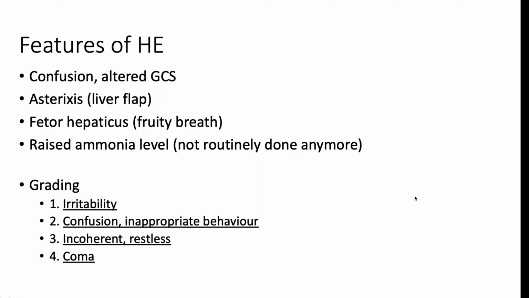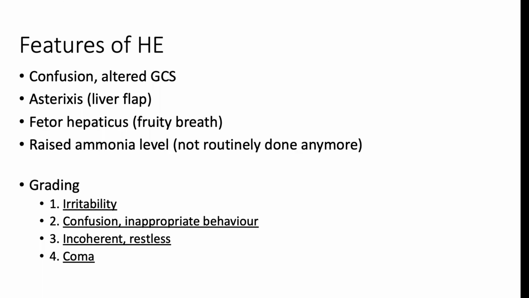So the grading of hepatic encephalopathy is from 1 to 4. Grade 1 is irritability. They might have fluctuant mild confusion, slowing of mentation, sleep disturbance, slurred speech, and they can also get alternating euphoria and depression. So this is in the early stages. Then it can progress to grade 2, which is typically confusion and inappropriate behavior. The patients may appear aggressive at times, so typically they need to be managed by quite a few members of staff.